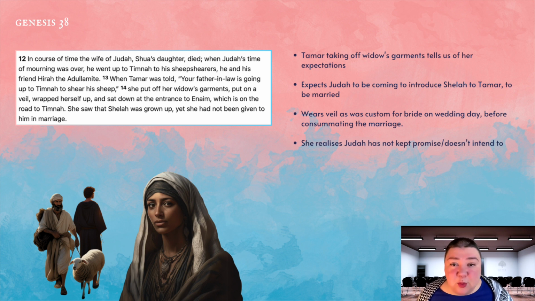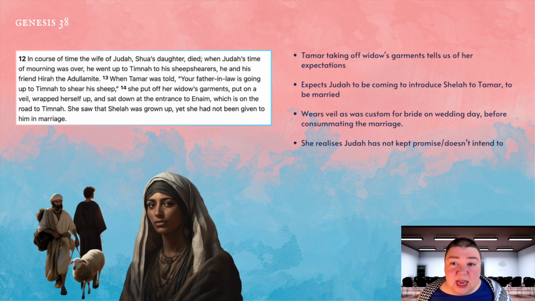So Judah is passing through the area where Tamar lives. She hears that he's coming. And what does she do? She takes off her widow's garments, the clothes one wears when in mourning, and dresses up specifically with a veil. Why does she do this? Well, it tells us of her expectations. She thinks Judah is coming there to finally introduce Shelah to Tamar, so that Tamar and Shelah can be married as promised. She wears a veil because this was the custom of how a new bride would be introduced to her husband on their wedding day before consummating the marriage.